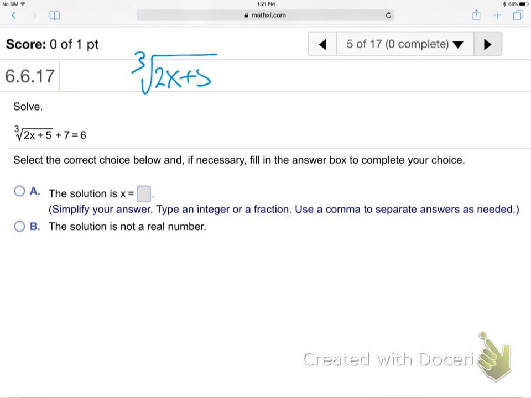So cube root of 2x plus 5 plus 7 equals 6. Let me let you try that one. So go ahead and try that one. Remember, you got to get the root alone first. First get the root alone, and then do the power thing on both sides.